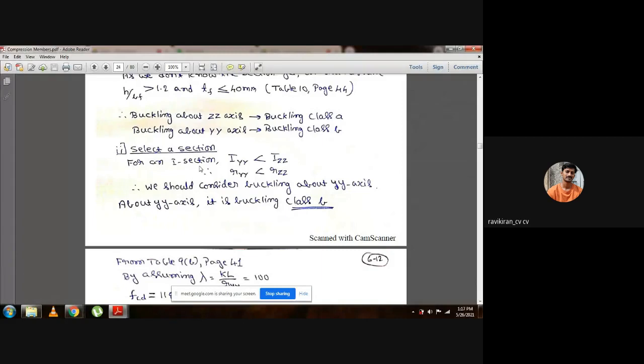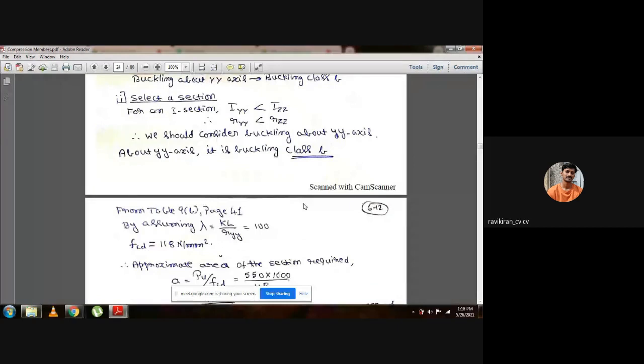For an I section, IYY is less than IZZ. Same way, the radius of gyration about YY is less than ZZ. So let us consider buckling about the YY axis. About the YY axis means the buckling class will be B. Buckling class will be B.